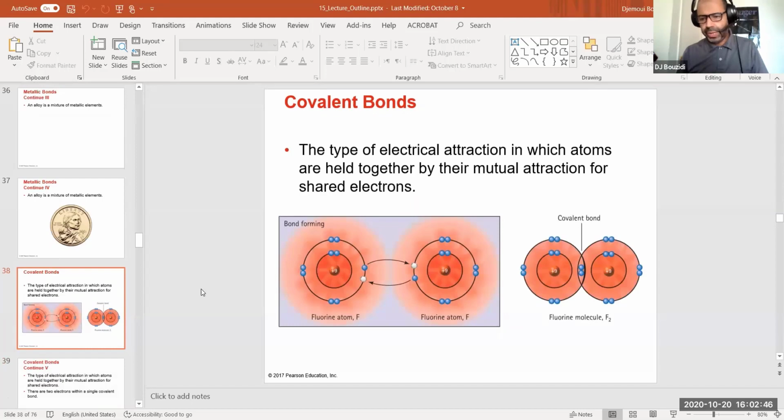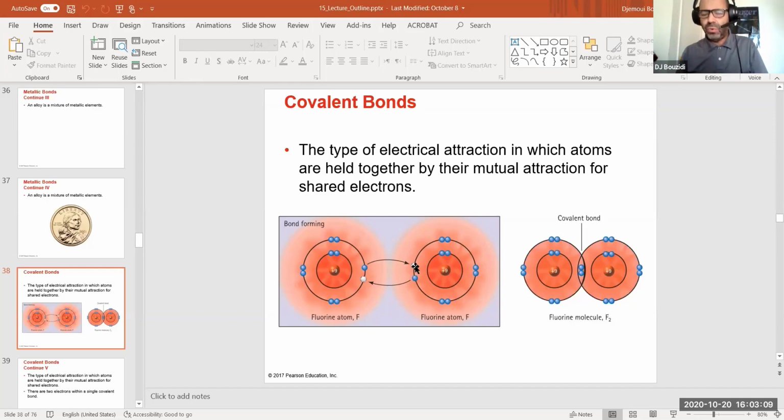Which brings me to another kind of bonding, which is the covalent bonding. And in this case, two atoms, like fluorine here, bond together via the sharing of their common electrons. So neither one will take it. Basically they put it between them and they start bonding.